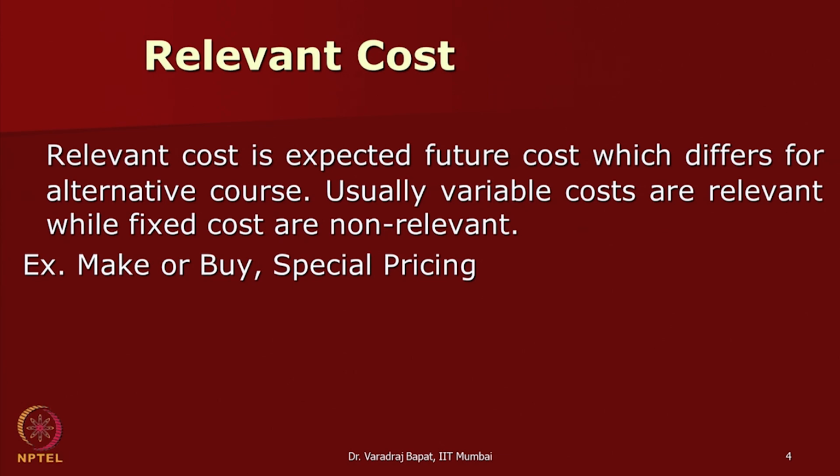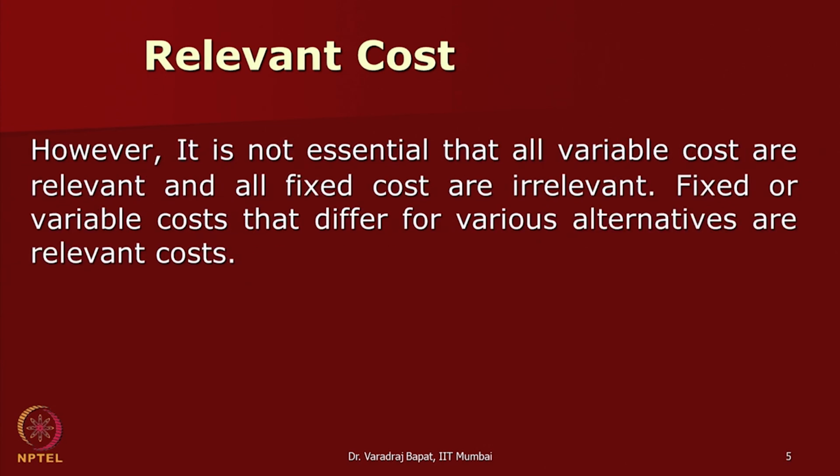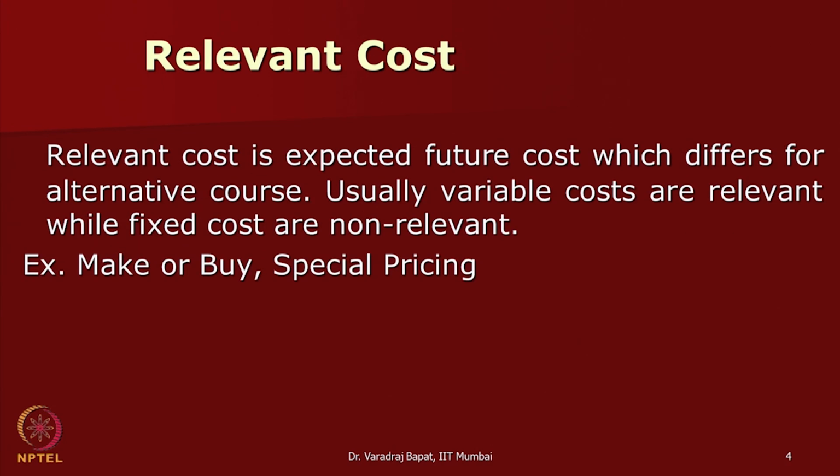Now let us take an example of make or buy or special pricing decision. In make or buy scenario, what cost will be relevant? Suppose we are producing it ourselves. Fixed costs are anyway not going to change. So what matters is the variable cost of manufacture versus the purchase cost. If there is any change in the transport cost, we will add the transport cost to purchase cost. So we compare the variable cost of making versus variable cost of buying.